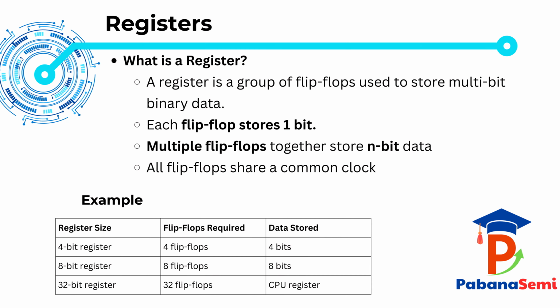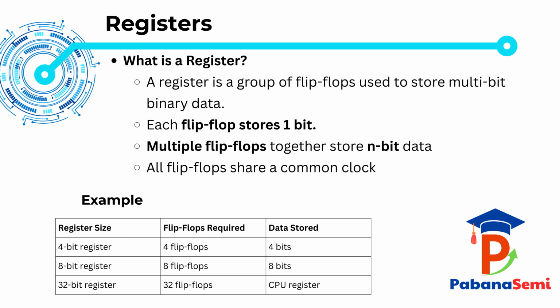Now let us understand what a register is. A register is a group of flip-flops used to store multi-bit binary data. Each flip-flop in a register can store one bit of information. When multiple flip-flops are connected together, they can store multiple bits of data, which we call an n-bit register.